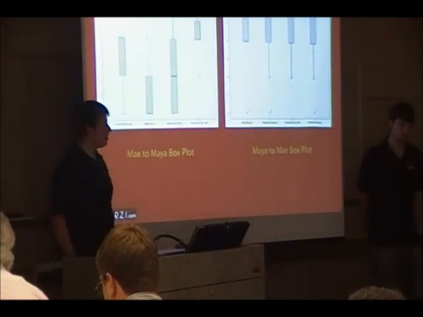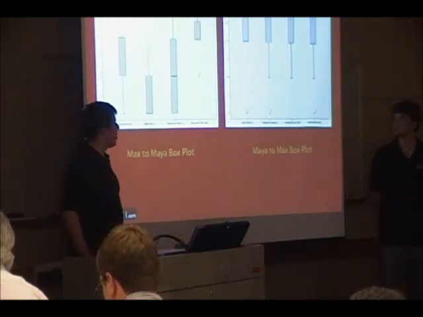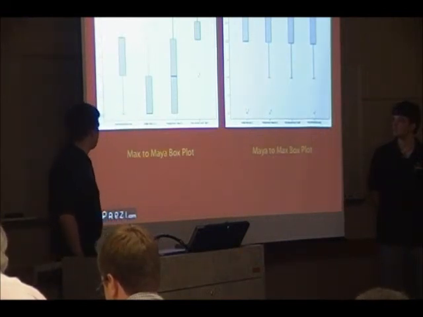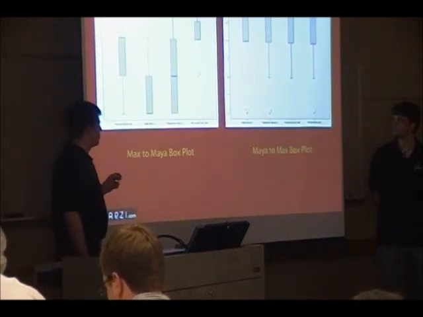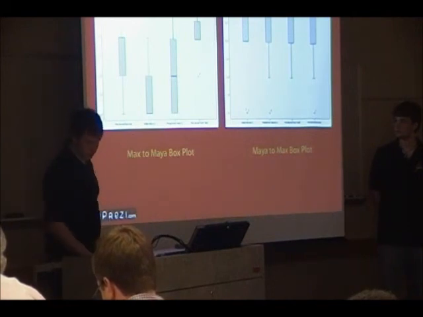And the box plots are showing the correlation between the variables used. The Maya to Max box plot, as you can see, all the variables in our study were very highly correlated to one another. In the Max to Maya box plot, however, the variables were not as highly correlated. However, they are still important to our study for acting as stabilizers and improving the R squared value of the data.